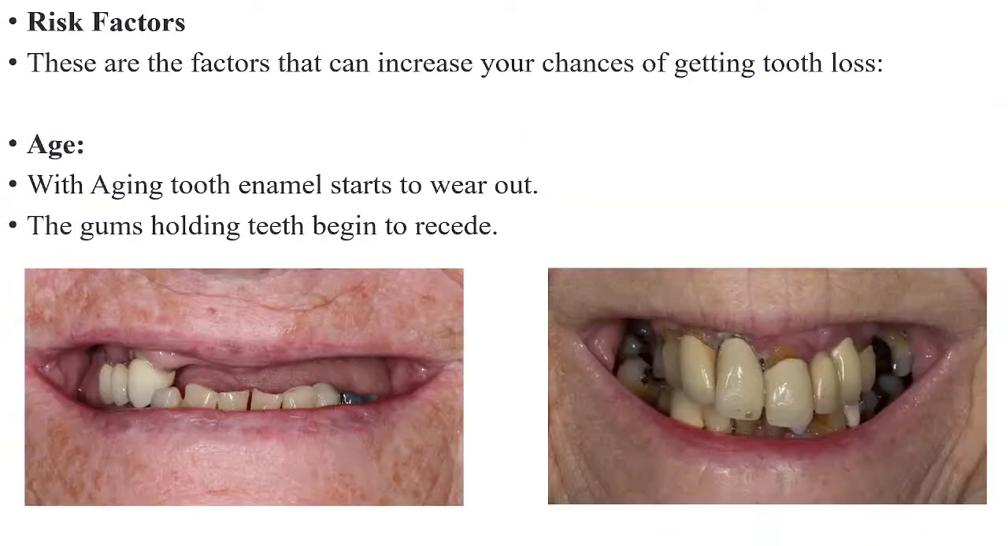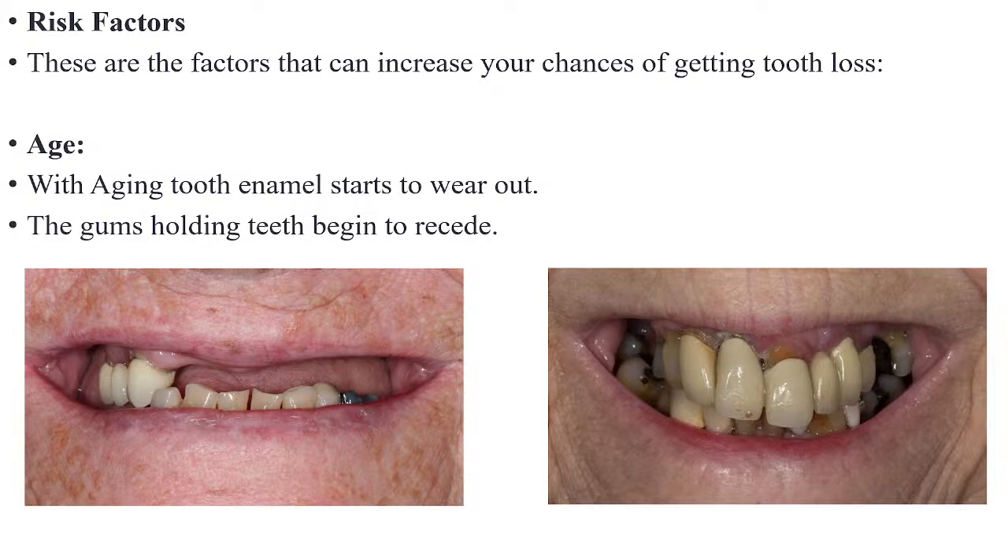What are the risk factors? So aging. With aging, your enamel will start to wear out. The gums holding the teeth can start to recede. But does that happen all the time? Yes or no?